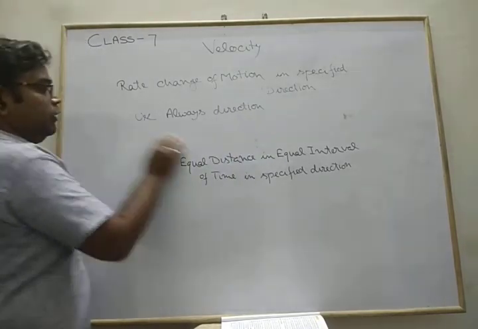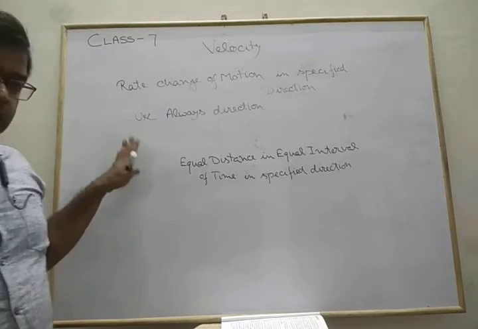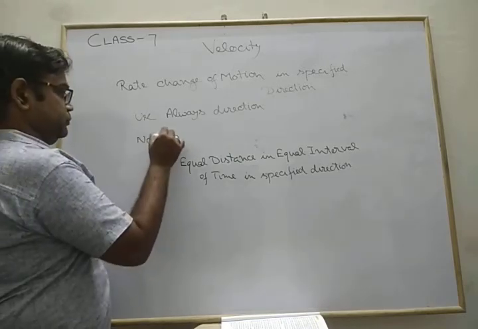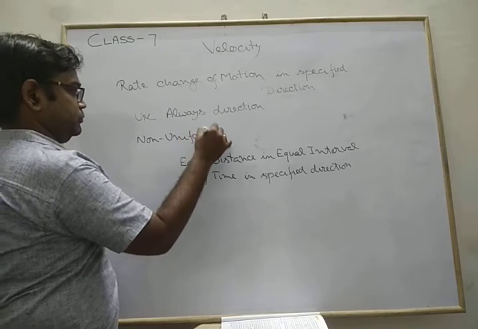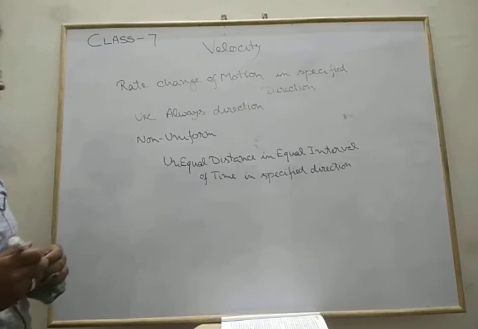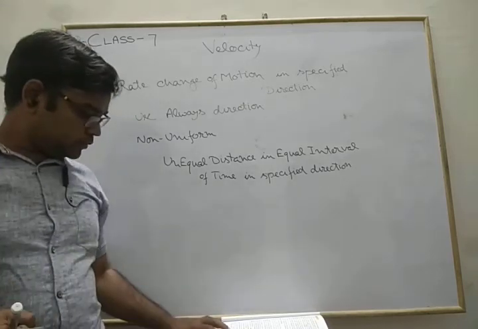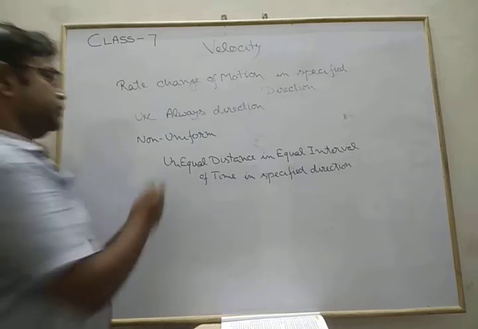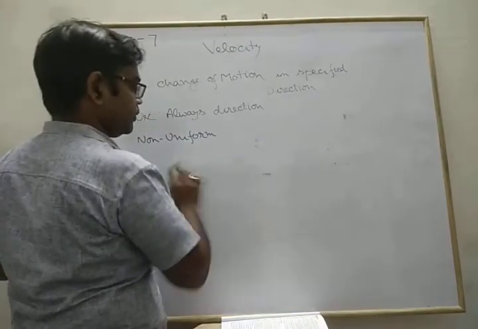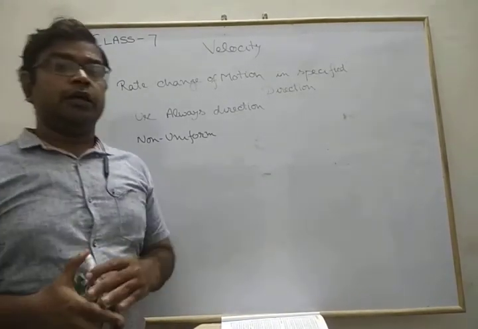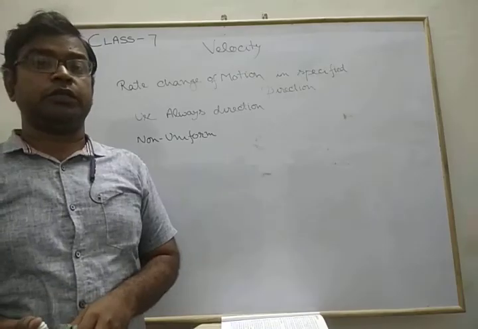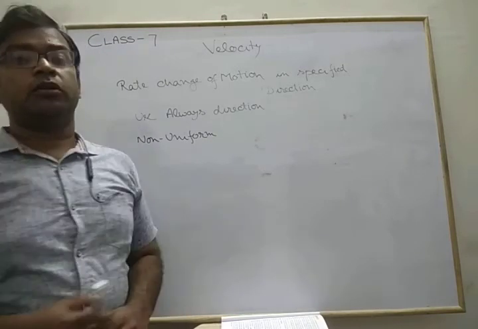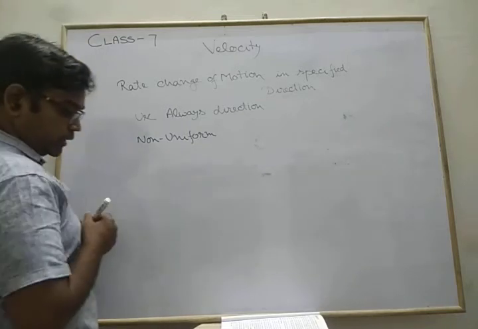Now, opposite to uniform velocity, we use the word non-uniform velocity. Non-uniform velocity is related to unequal distance in equal intervals of time in a specified direction. You can say this is a little bit right, but the perfect one is not this. In non-uniform velocity, if the direction also changes, that is also non-uniform velocity. For example, your speed is the same, but you always change the direction, then it is non-uniform velocity.